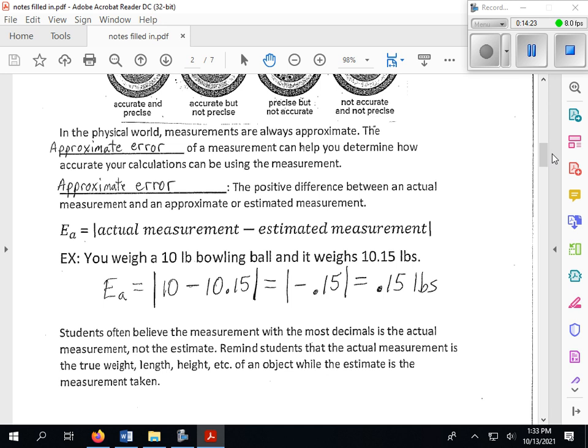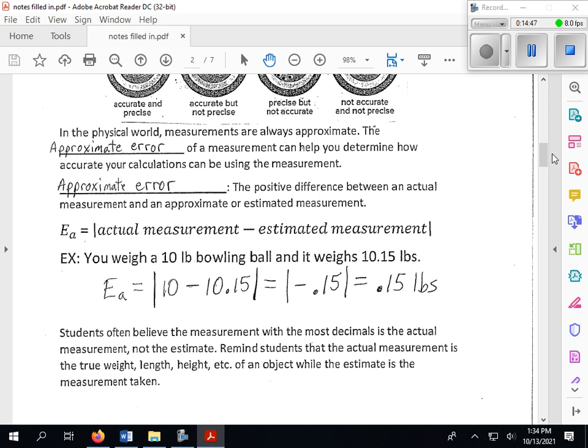You go to the store and you buy a pound of hamburger. You take it home and you weigh it. Which one's the actual measurement? The packaging. 1 pound. All right, what we bought. And what's our estimated measurement? Whatever we weighed it at.